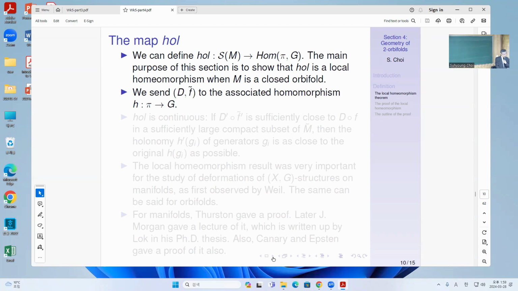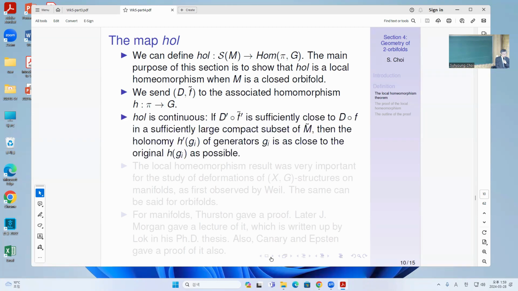So basically you send this F tilde to the associated homomorphism. So for each element you get a homomorphism. So that's why the holonomy is continuous. You can see that because if D prime, F prime is sufficiently close to this on some large compact set, so that's just the CR topology.